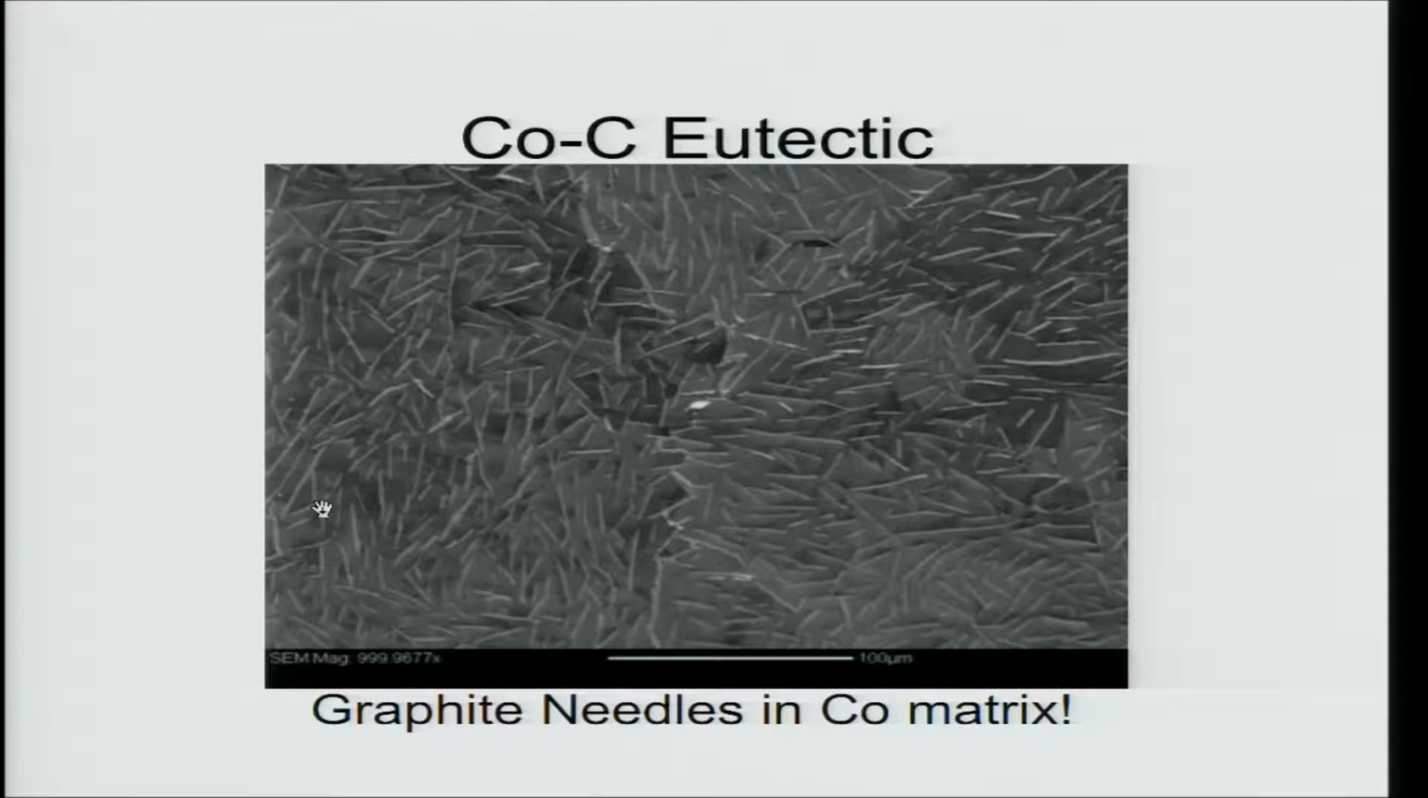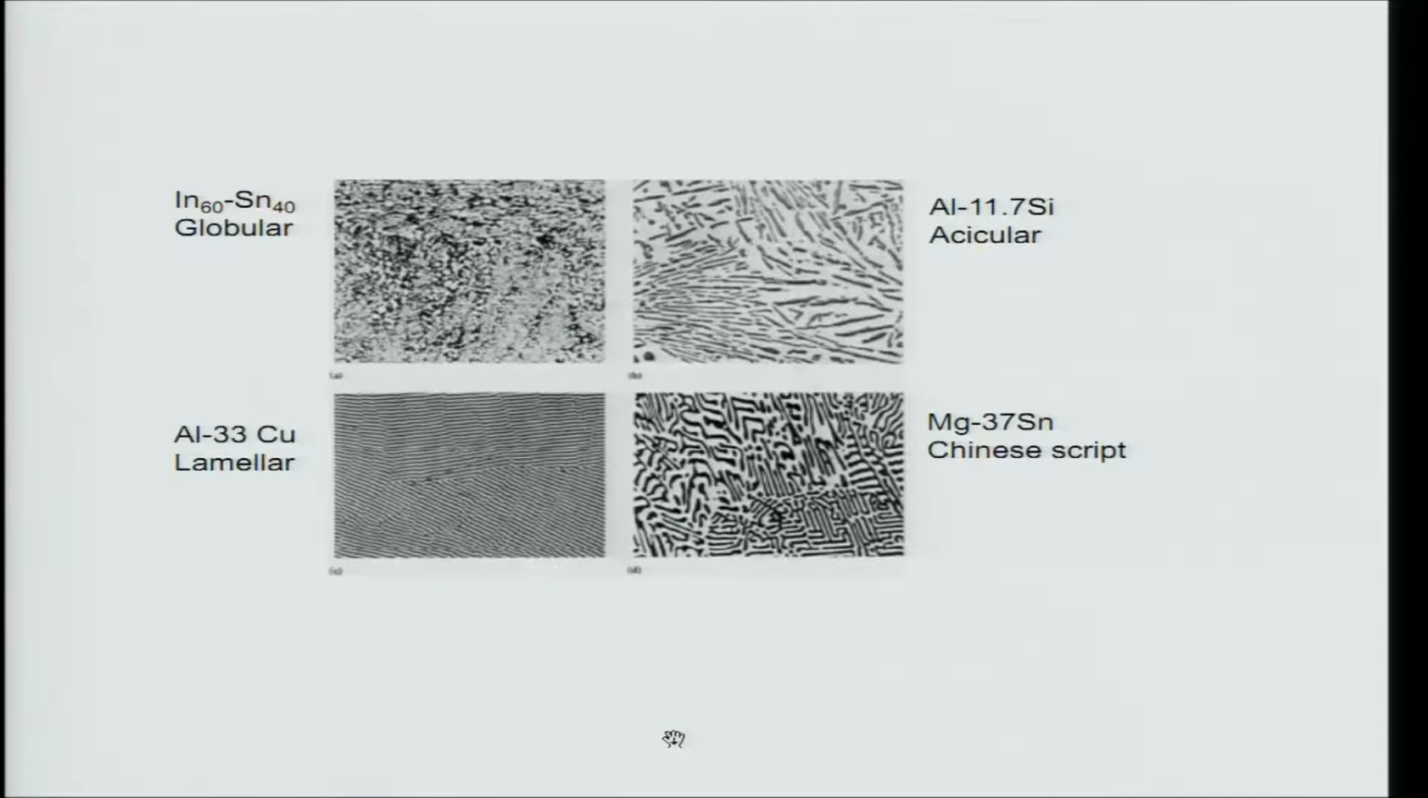Now there is another eutectic, which is the cobalt carbon eutectic. You see here, carbon is coming as graphite needles, and cobalt is a continuous grey matrix. So I have written graphite needles in a cobalt matrix, a very important material because of its strength. Then you have many others, I do not want to talk about them much.